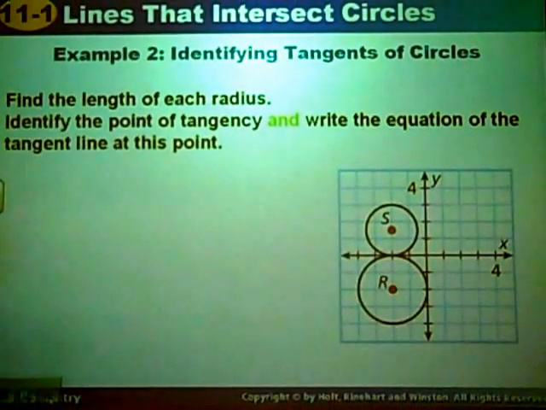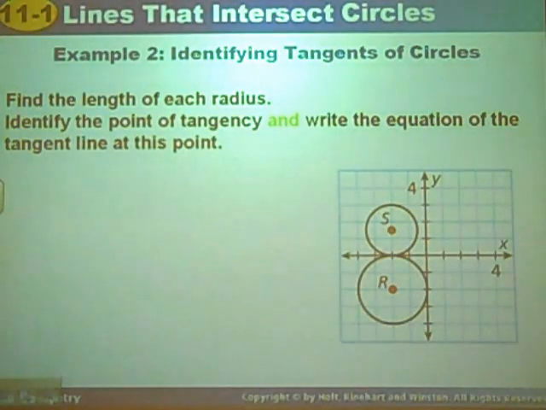Find the length of the radius. Here's how we're going to use some of this. We've got a lot of information, so we want to do several things, again, like your classwork. Find the length of each radius, identify the point of tangency, that's the point where they're touching, and write the equation of the tangent line at the point.